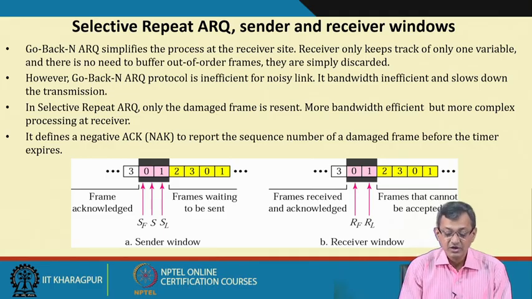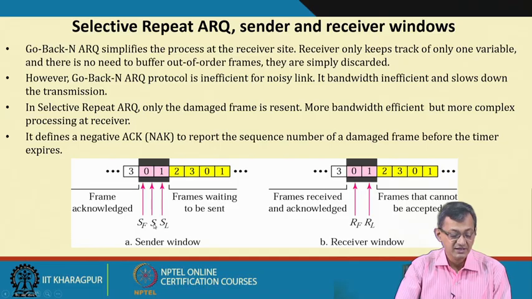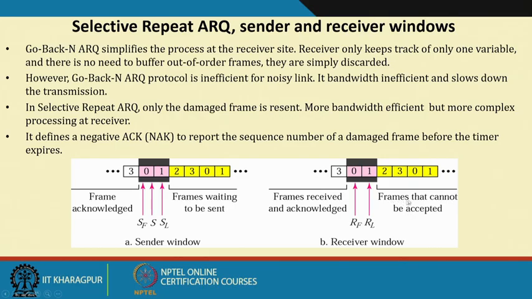So here, instead of what we saw in Go-Back-N, where there were SF, SL and S, here we have RF and RL: frames that cannot be accepted, frames received and acknowledged. Here, frames acknowledged, and frames awaiting acknowledgement come after that, right.